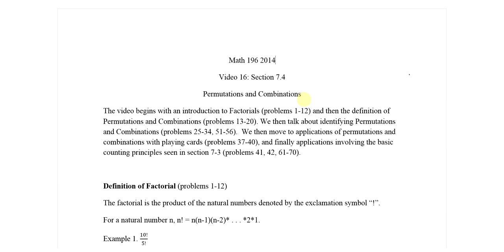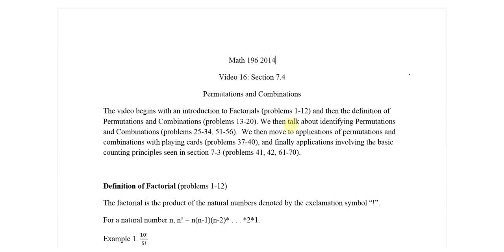through 12 in the book, and then on the definition of permutations and combinations, which is problems 13 through 20. Then we'll talk about how to identify a permutation and a combination and what the difference is between the two, which is seen in problems 25 through 34 and 51 through 56.